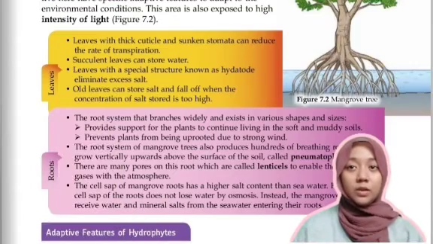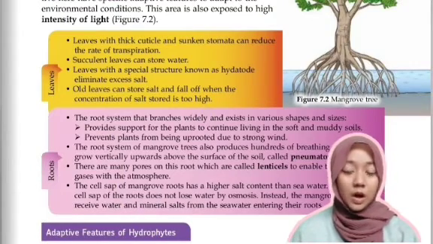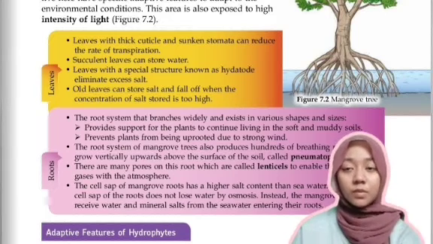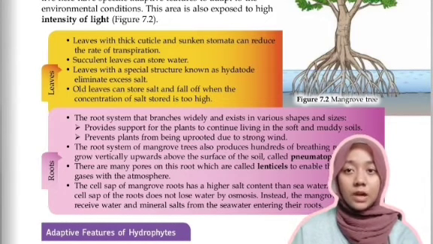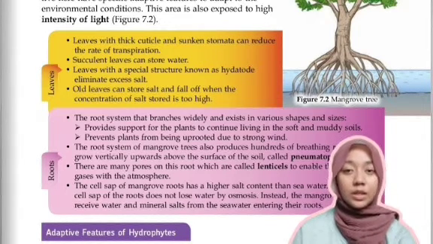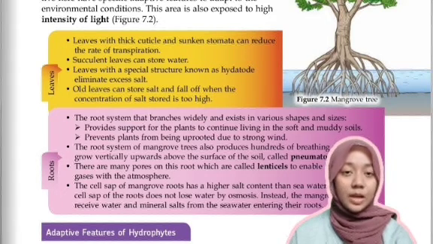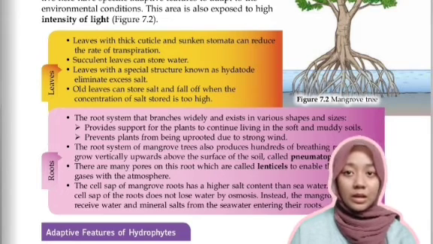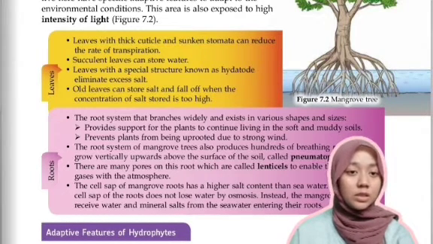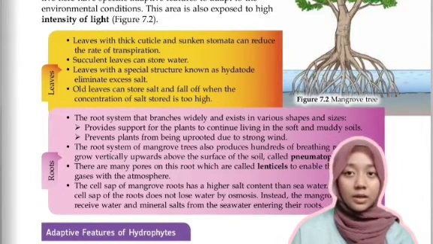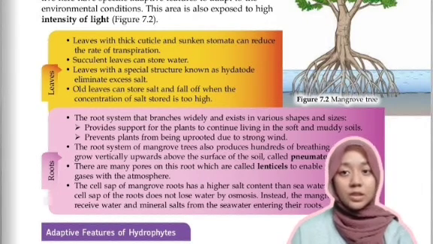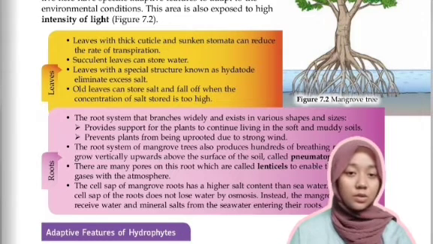We are moving to adaptive features of this type of plants. So the leaves of halophytes have thick cuticle and sunken stomata to reduce the rate of transpiration. They also have succulent leaf that can store water. They have leaf with a special structure known as hydatoid that eliminates excess salts. Old leaf can store salt and fall off when the concentration of salt stored is too high.